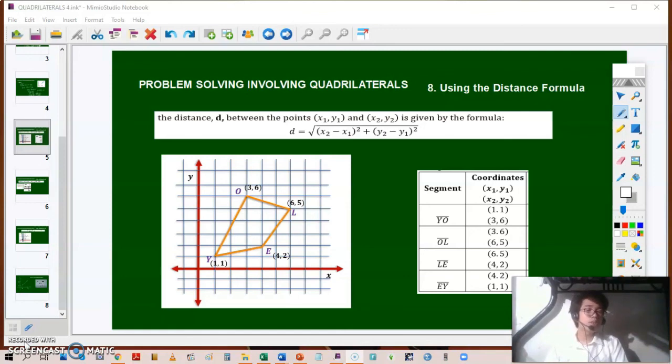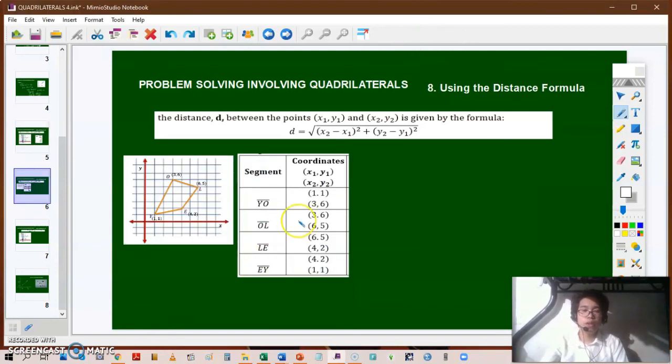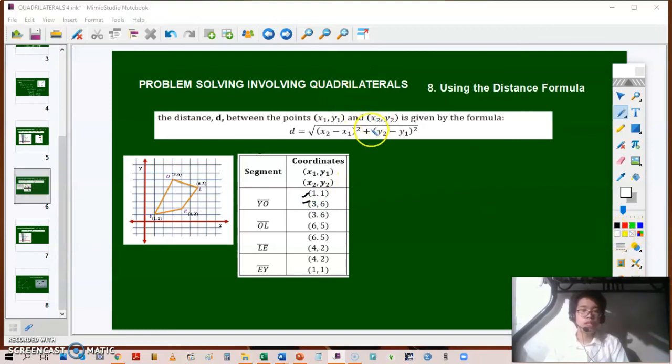So we can find the measurements of the different segments by just using the distance formula. The distance formula is given by the equation d is equal to the square root of the quantity x sub 2 minus x sub 1 squared plus the quantity y sub 2 minus y sub 1 squared. So let's try to solve for the values of YO, OL, LE, and EY. The first point gives x sub 1 and y sub 1, and the second gives x sub 2 and y sub 2.